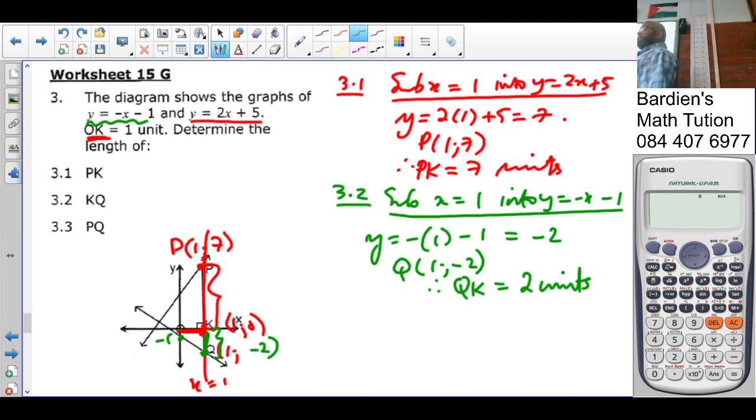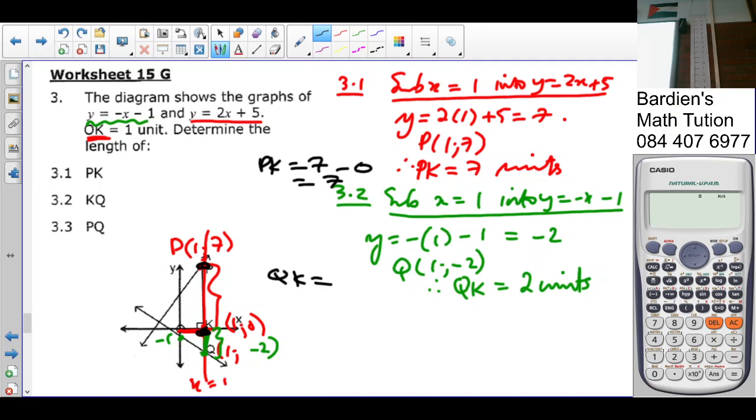You guys understand? Or we could have done a calculation here if you really were into the calculations part of it. You can say, okay, PK can be the top point, which is 7, minus the bottom point, which is 0, which is 7. Here, QK is going to be the top point, which is 0, minus the bottom point, which is negative 2, which is 2.